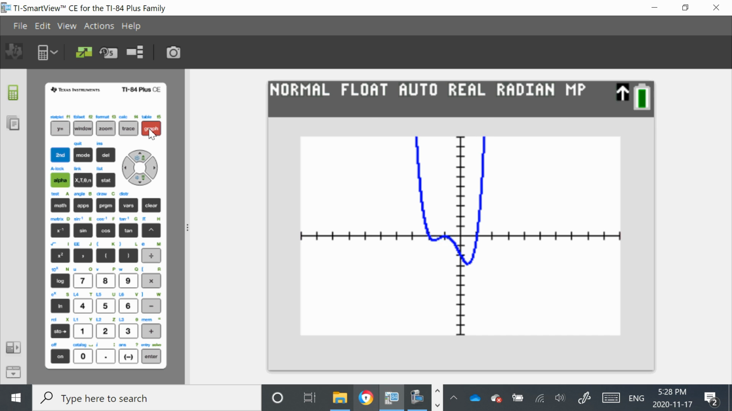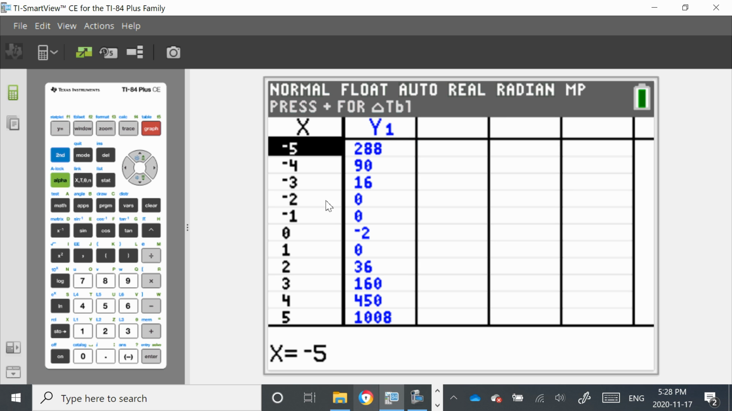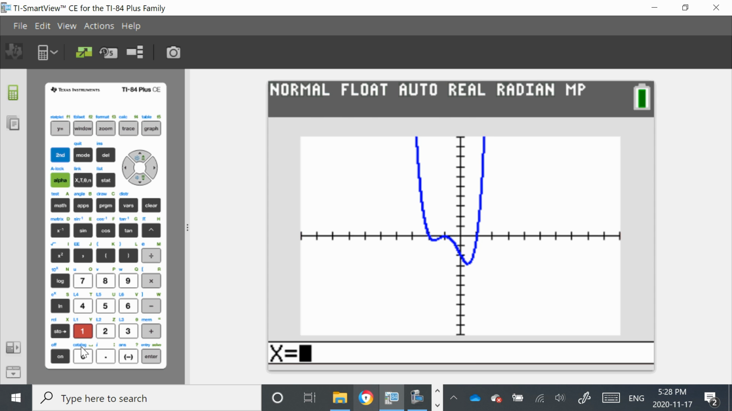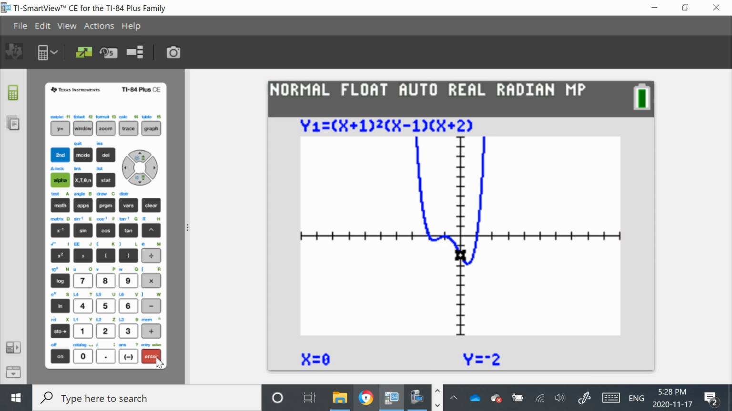Remember, to get zeros, you could always get that from your table. So I've got a zero of -2, I've got a zero at -1, and I've got a zero of 1. To get the y-intercept, that would be second function calculate a value when x is 0, y is -2.